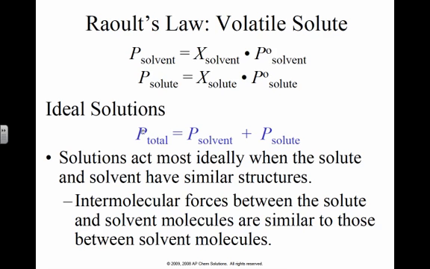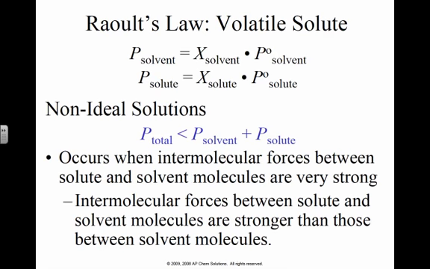And then once again, ideal solutions. Solutions act most ideal when the solute and solvent have similar structures. Intermolecular forces between the solute and the solvent are similar to those between solvent molecules. However, you can have non-ideal solutions, just like in gas laws. That occurs when intermolecular forces between the solute and solvent are strong, attracting them together, therefore the vapor pressure is lower than expected.